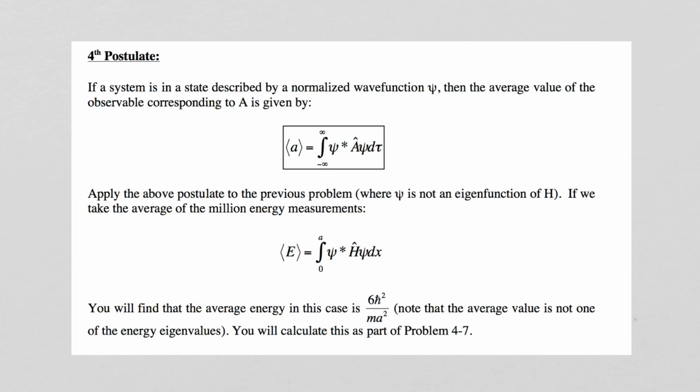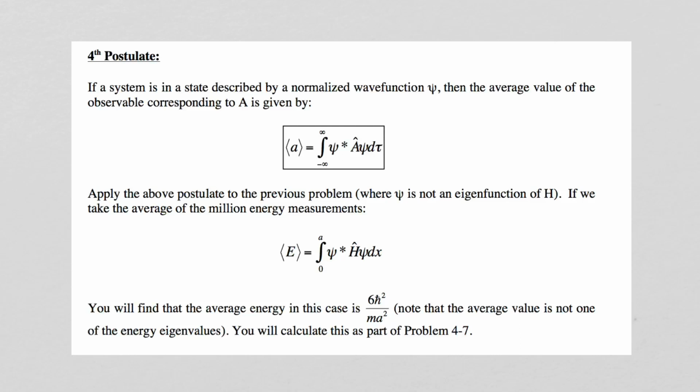Our fourth postulate has to do with calculating average values. We're going to use this postulate a lot. We've seen this a little bit previously in thermodynamics, but we're going to use this approach a lot this semester to calculate the average value of different quantities. So average position, average momentum, average energy. This is the tool that we're going to use to calculate average values.